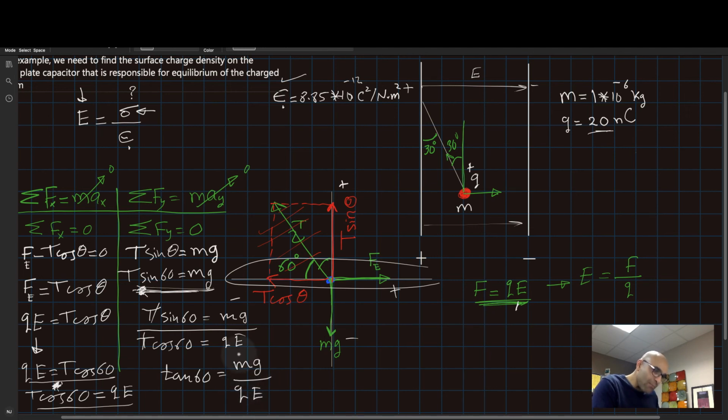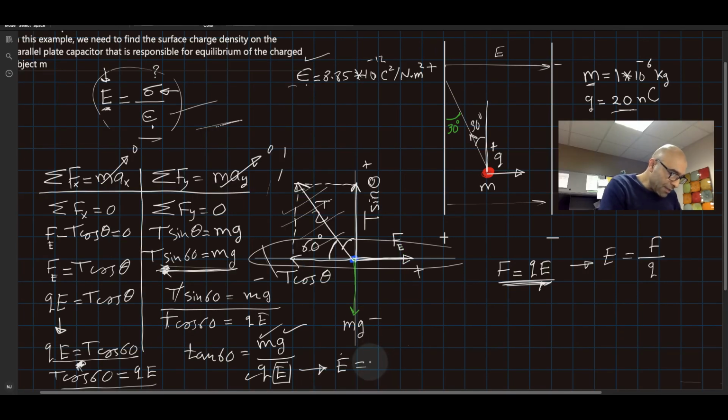Now, do you know m? Yes, there is m. So m is known. g is 9.8 meters per second squared. Q, the charge, is also known, 20 nanocoulomb. Plug all the numbers in, and you can find the unknown, which is E, because tan 60 you can calculate in the calculator. So this gives us E. We can find the electric field to be equal to 283 Newton per Coulomb.